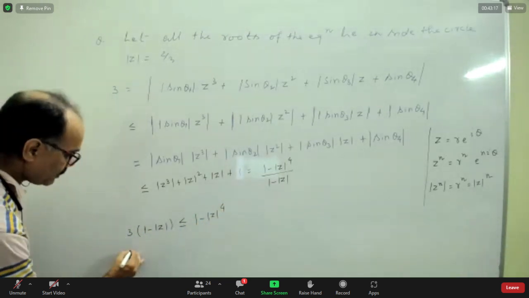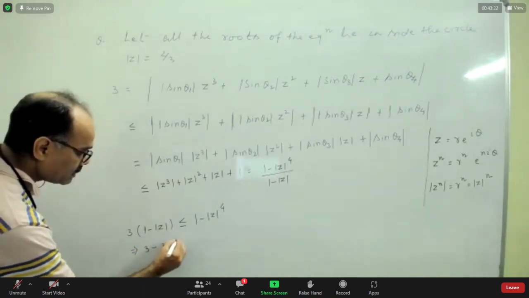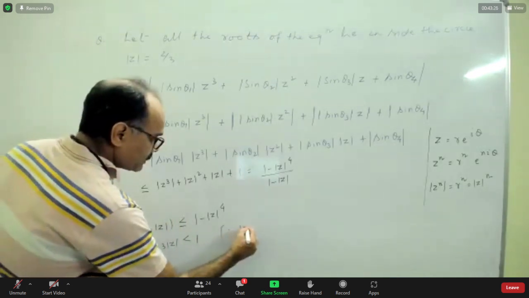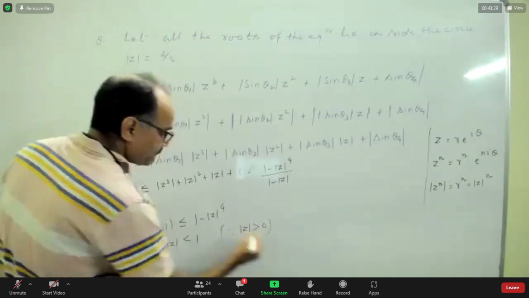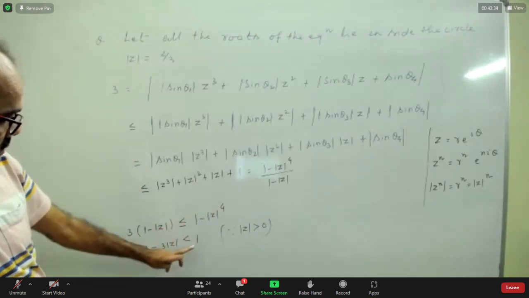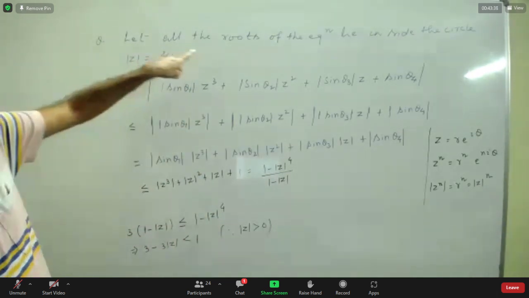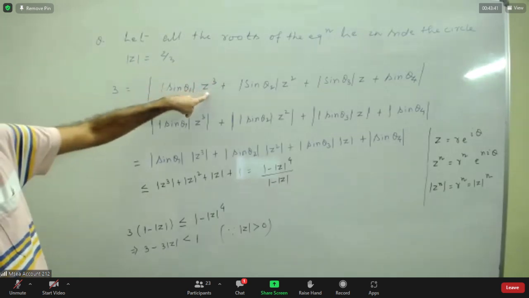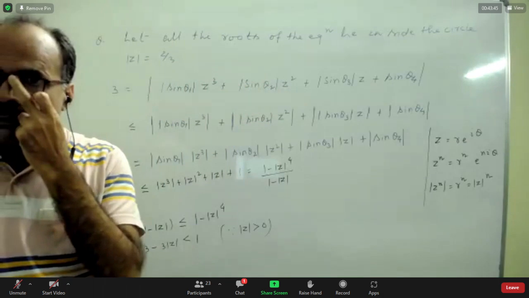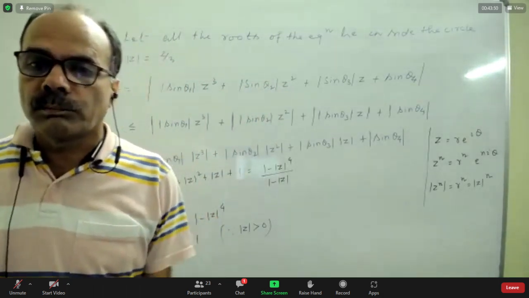From here, we have 3 minus 3 mod z is strictly less than 1, since mod z is positive. 1 minus some positive quantity is strictly less than 1, because mod z cannot be 0, because z equal to 0 doesn't satisfy the equation. If you put z as 0, the left side is 3, that is not possible. So 0 is not a root of this equation. So mod z is positive.